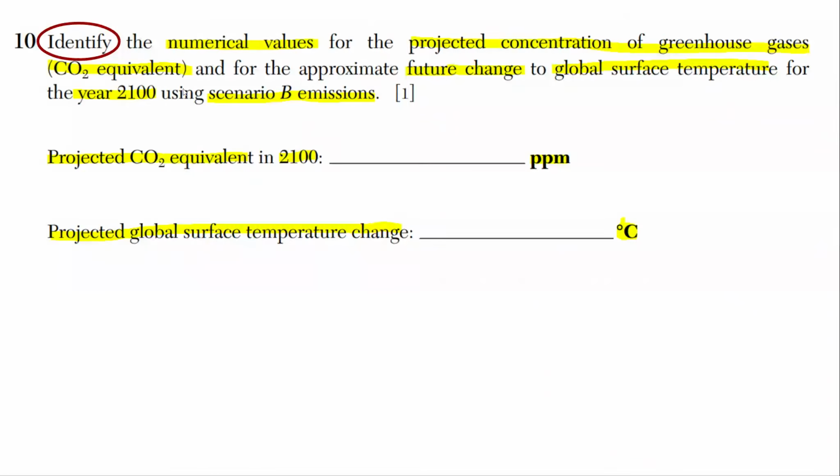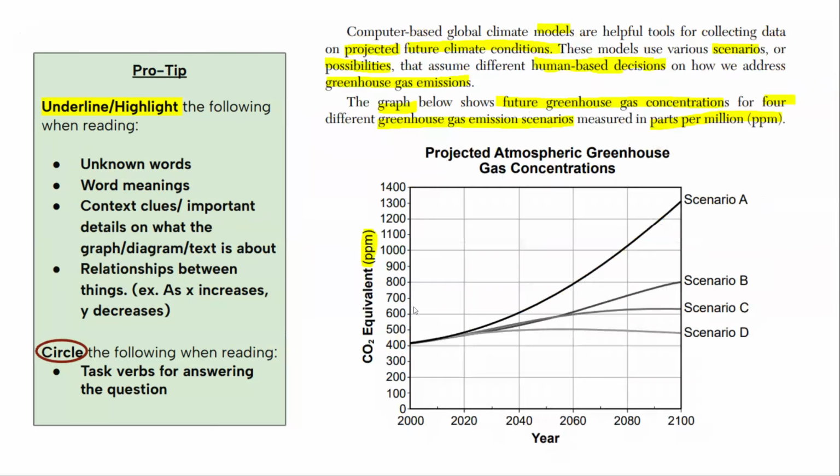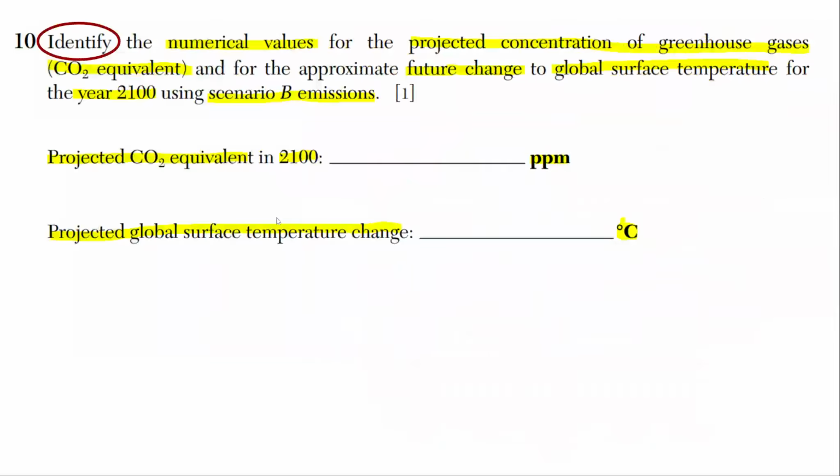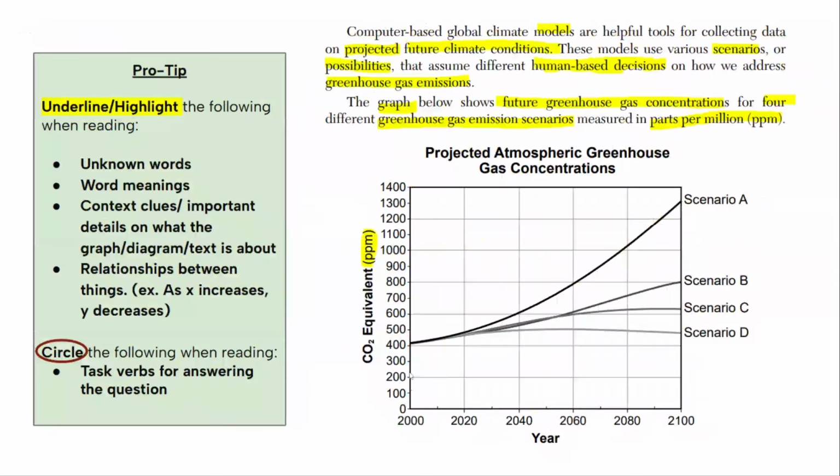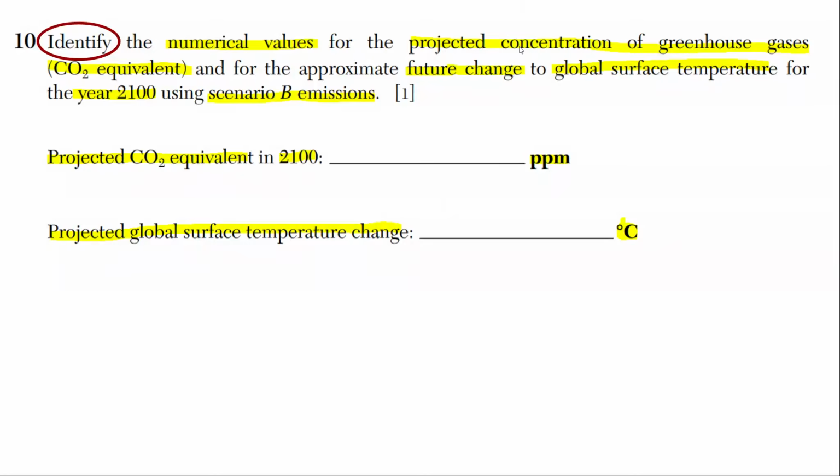Okay. So number 10, identify. I'm going to circle any verbs that are given to me to do something. The numerical values, I'm highlighting that. So it wants a number. Numerical value means number for the projected concentration of greenhouse gases, CO2 equivalent. So now I know that the CO2 equivalent that I saw here means the projected concentration of greenhouse gases. So I need a number, the numerical value from here. So identify the numerical values for the projected concentration of greenhouse gases, CO2 equivalent, and for the approximate future change to global surface temperature. So I need a future change, highlighting that to global surface temperature.